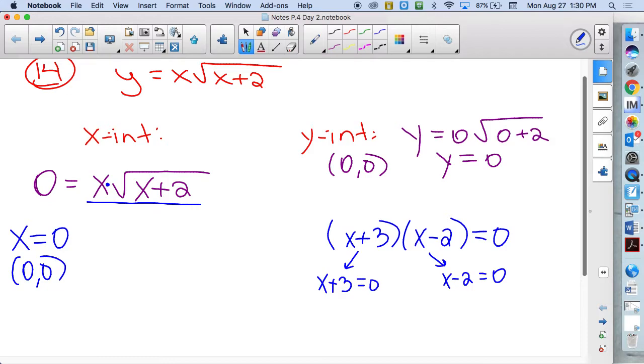And then you take the radical part, the square root of x plus 2, set it equal to 0. This is when you would say, all right, so let's get rid of that square root by squaring both sides. We end up with x plus 2 is still equal to 0, and then x is equal to negative 2.